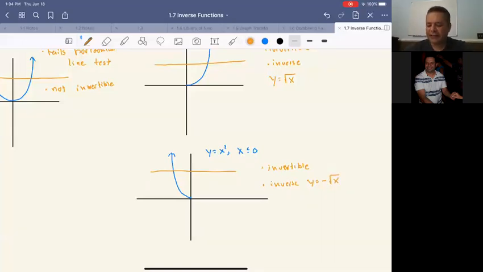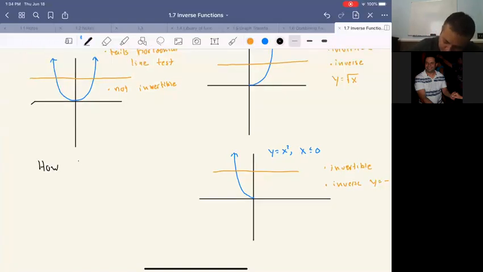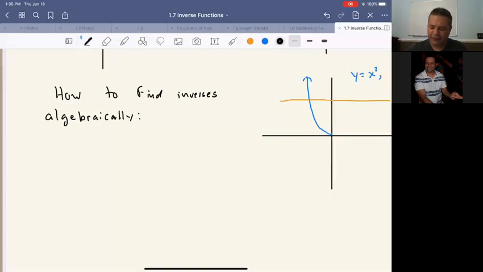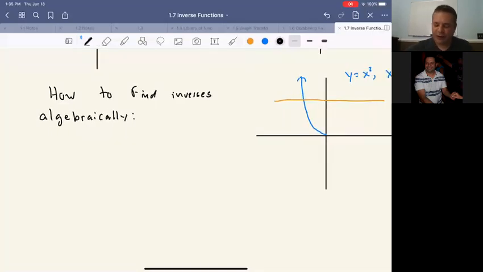Let's show you guys how to find inverses. Now my steps towards finding inverses algebraically are a little different than the usual steps you'll see, but they still work. So just keep that in mind if you go to YouTube or go somewhere else to find another take on this. You're going to see something a little bit different than what I'm presenting here.